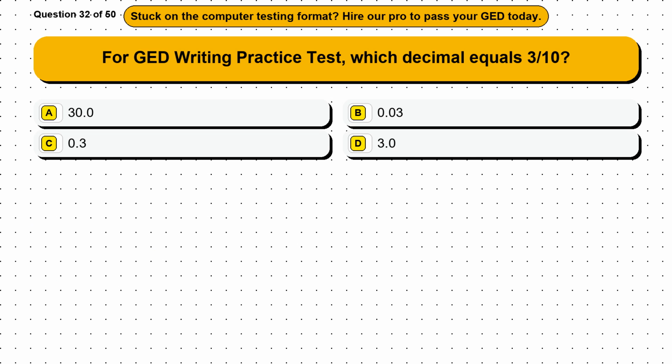Question 32. For GED Writing Practice Test, which decimal equals 3/10? Option A, 30.0. Option B, 0.03. Option C, 0.3. Option D, 3.0.